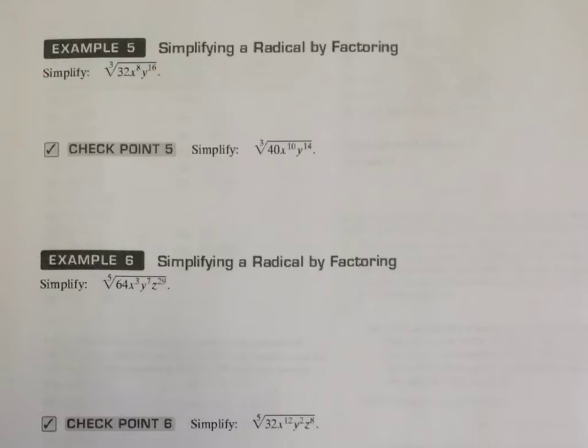And in terms of the 32, the number in front, we have to go back to our perfect cube numbers. The first perfect cube number is 8, because the cube root of 8 is 2. And 8 goes into 32 four times. So I'm going to rewrite this as factors, as the cube root of 8 times the cube root of 4, because 8 times 4 is 32.